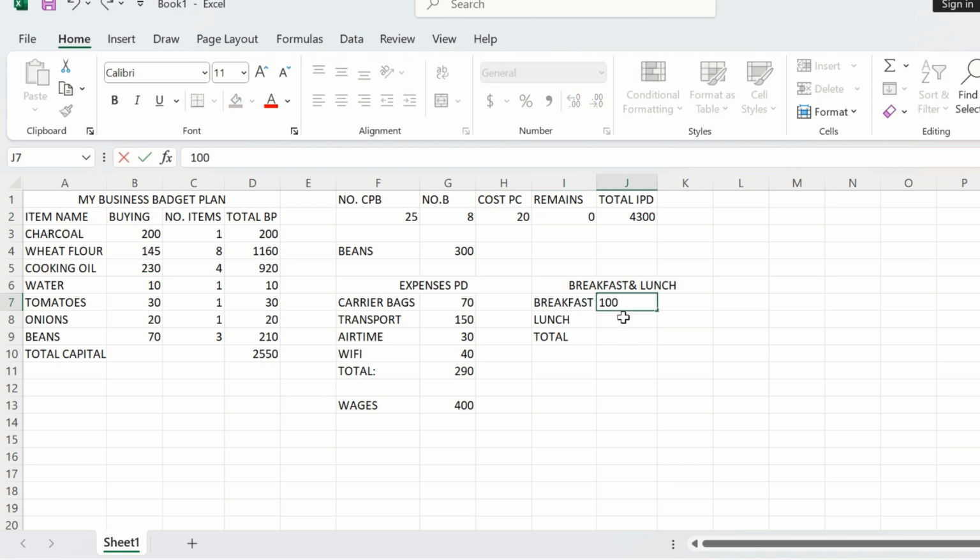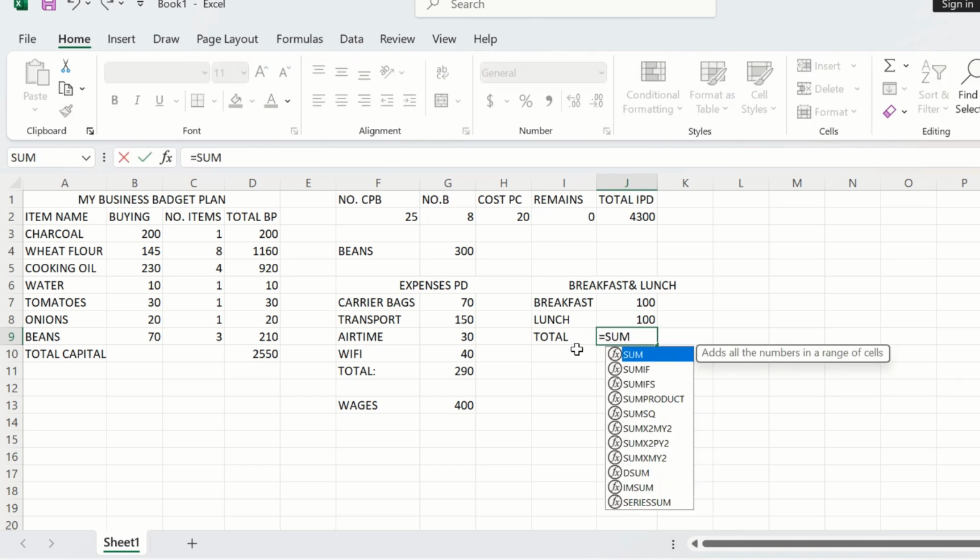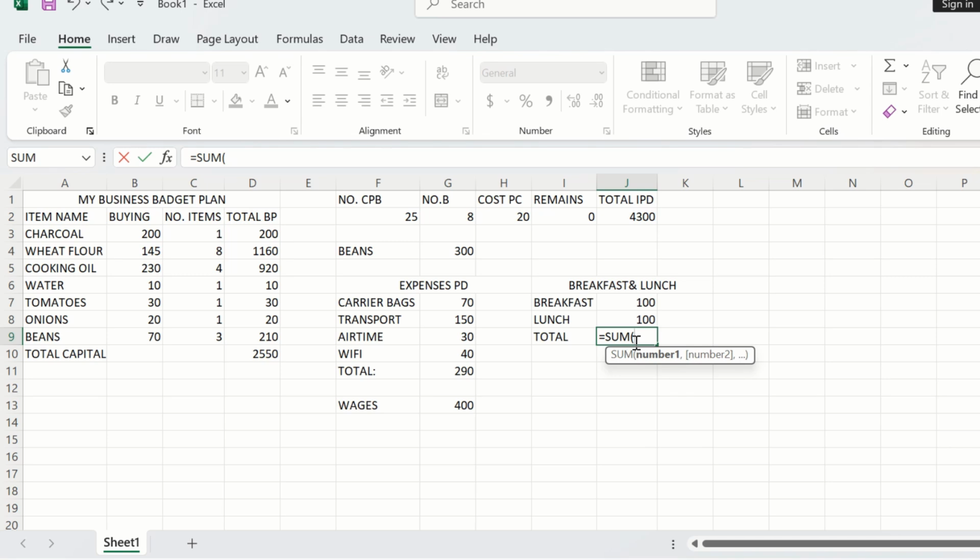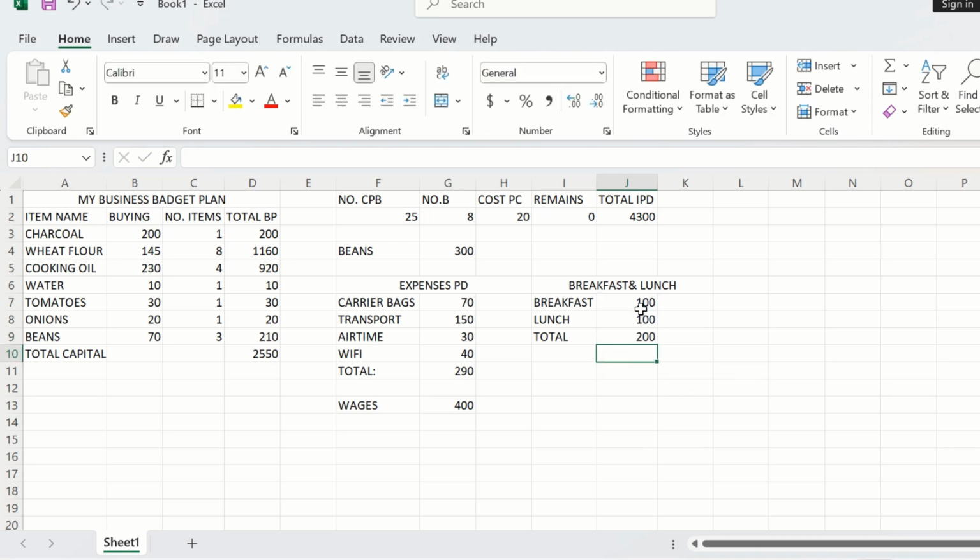So breakfast, let's say they use 100 shillings. So on the daily basis they will have to use the sum of this one, so 200. So we can also include other things.